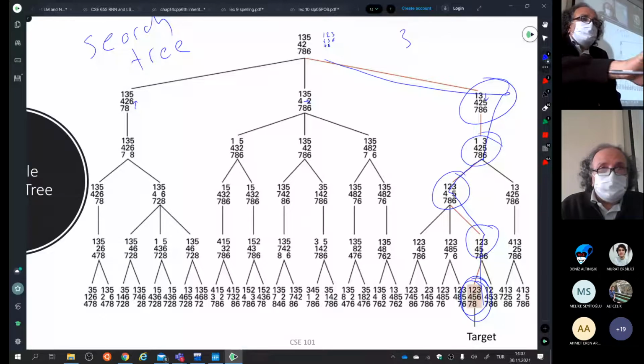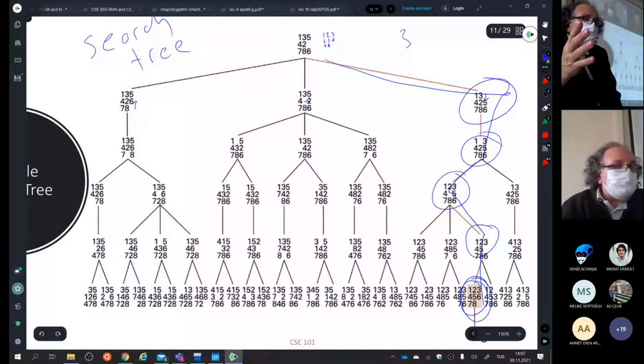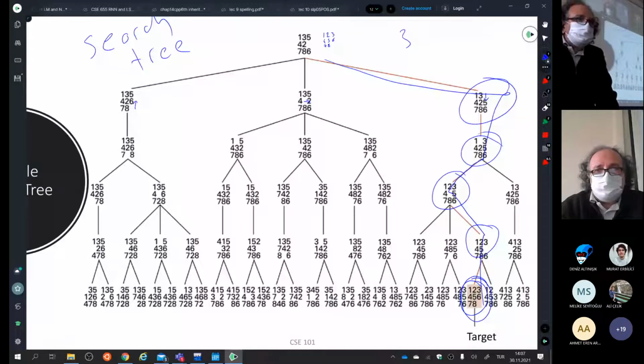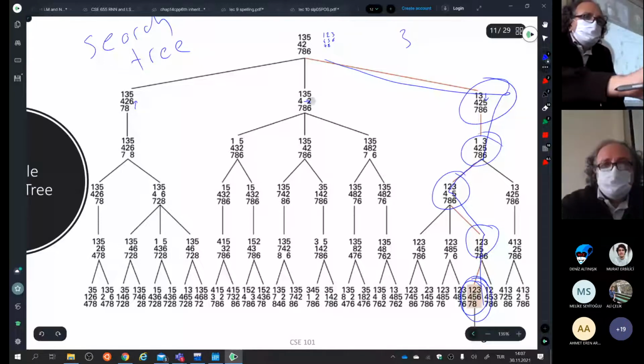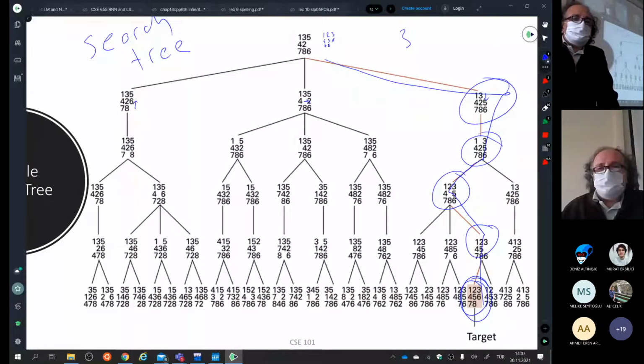These are all the things that can be done in 1 move, right? None of them is a solution. These are the things that can be done in just 2 moves, and none of them are a solution. 1, 2, 3, 4, and 5th. You can be as good as 5, but no less than 5.